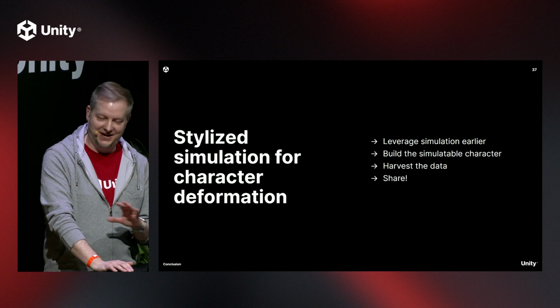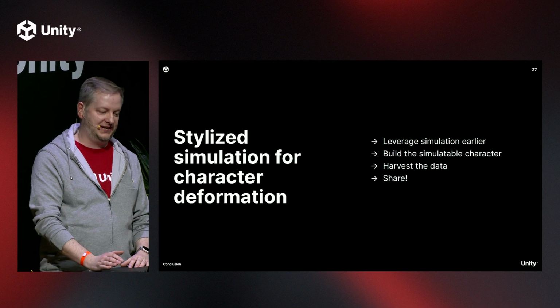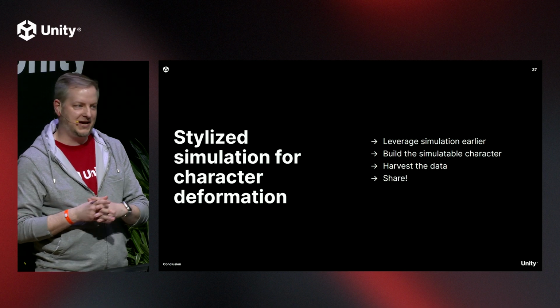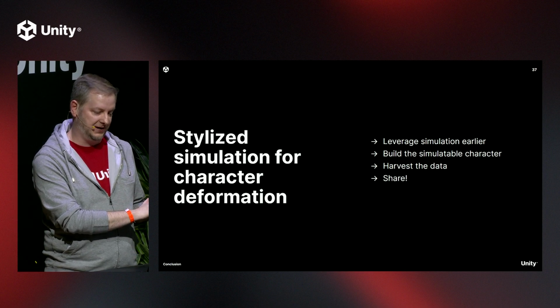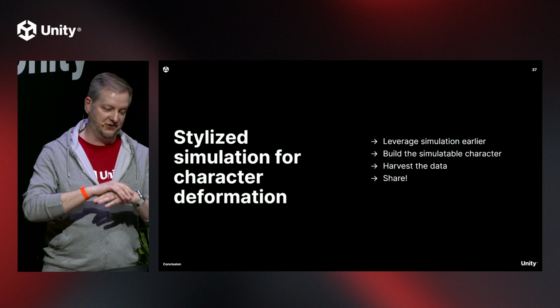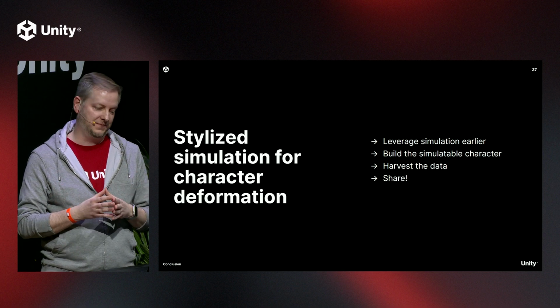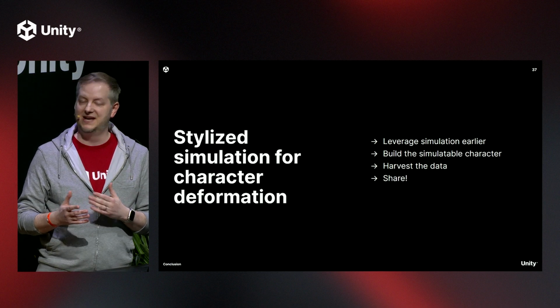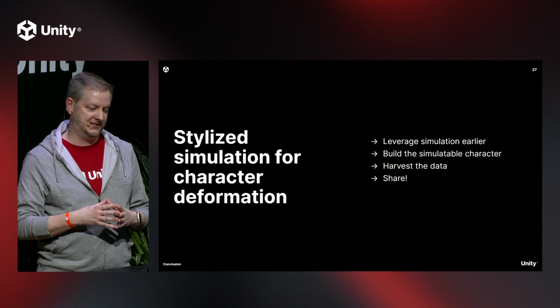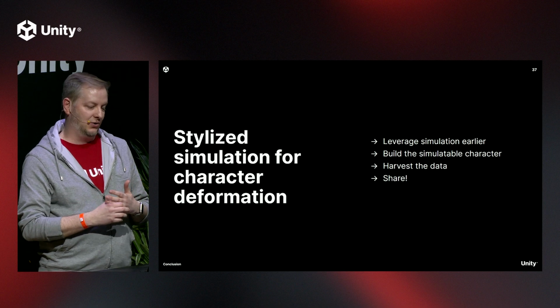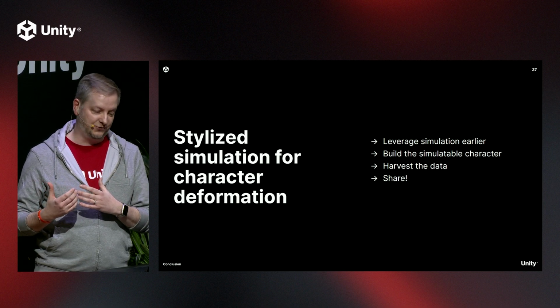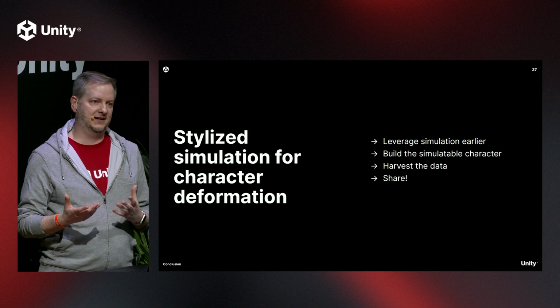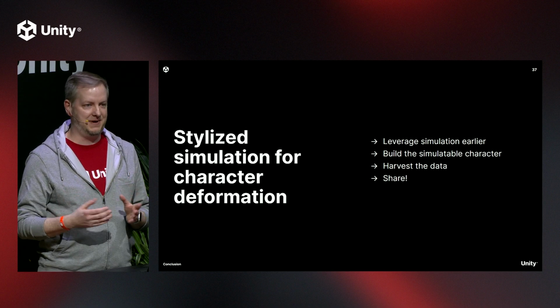So to recap what we've gone over today, we want to take simulation from the end of the character pipeline, and we want to move it to the start of the character pipeline. We want to use it to generate all of our character deformations, and that's going to become a library for how our character moves. And at that point, we can start to harvest that data, either by machine learning or by extracting shapes to a pose-based deformer system. And once that shape data is in the rig, everyone gets to benefit from the result.